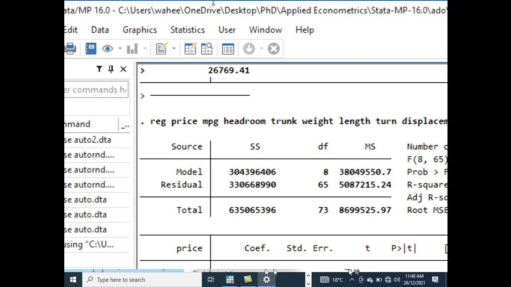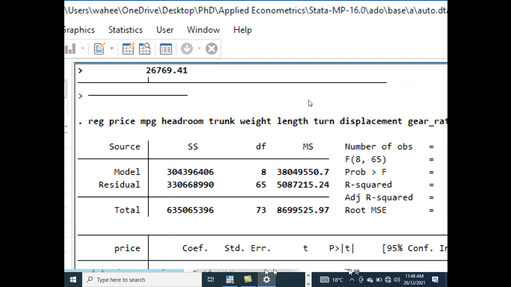The other information which for the time being you can just look at, although we can discuss it in detail later on, is this number, R square.